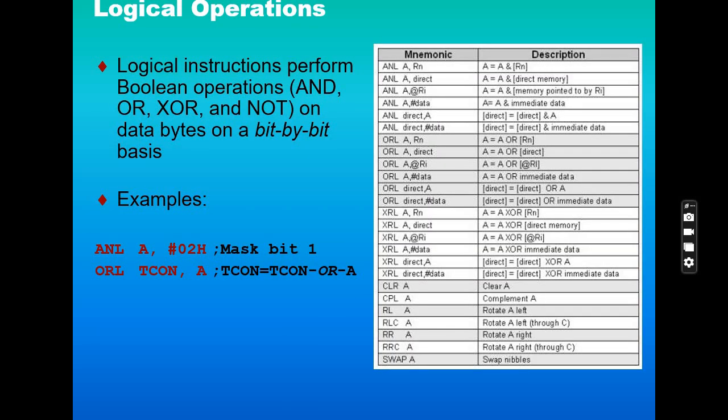Logical group. Logical group is nothing but AND, OR, XOR and NOT. It performs bit by bit. There also we have an RL, we have an indirect way of representation, then a direct representation, and immediate data. The four-set combination will be repeated for OR, XOR as well as clear, and then we have complement.